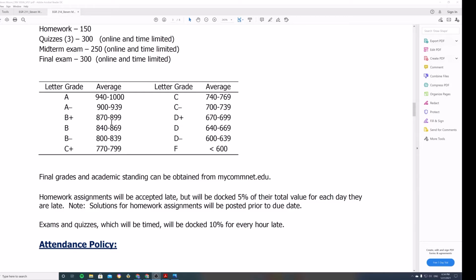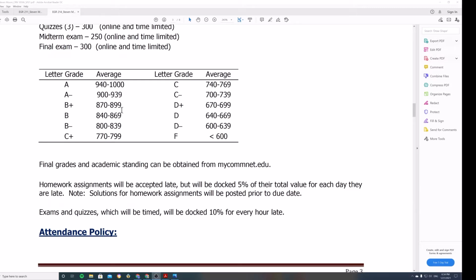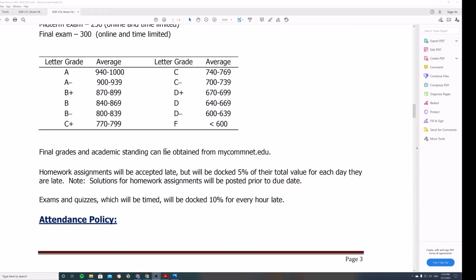You could be at 920, and then in the end, I decide to push everybody's grade up a couple points, and that turns into an A. So it's always an opportunity to move this up a little bit.